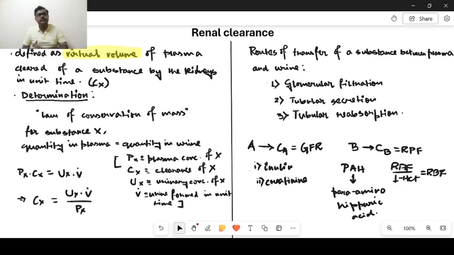So clearance is the virtual volume of plasma cleared of a substance by the kidneys in unit time. We use the principle of the law of conservation of mass to determine it. And now we know that we can use the clearance of various substances, depending on how they are transferred from the plasma to the kidney, to determine the glomerular filtration rate and or the renal plasma flow, and thereby the renal blood flow. With this, I end my discussion.